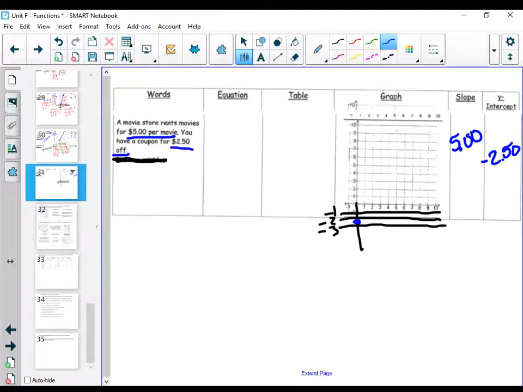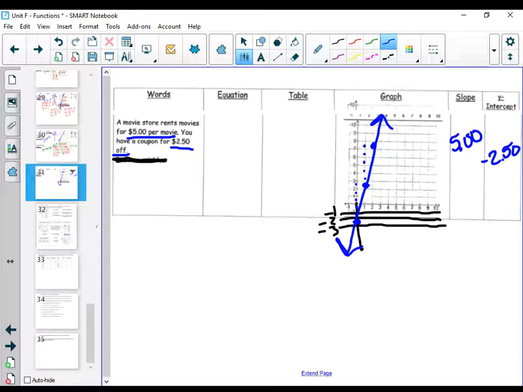My slope is 5. I'm going to go up 5 and over 1. So up 1, 2, 3, 4, 5, and over 1, plot a point. Do it again, up 1, 2, 3, 4, 5, and over 1. That's as far as I can go on my graph. I have 3 points, that's good enough. And I'm going to draw my line.